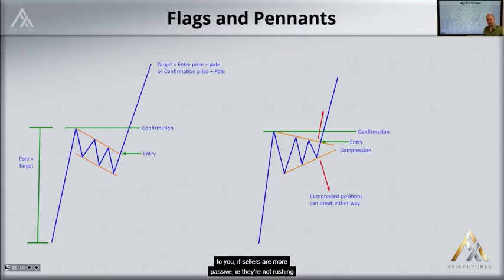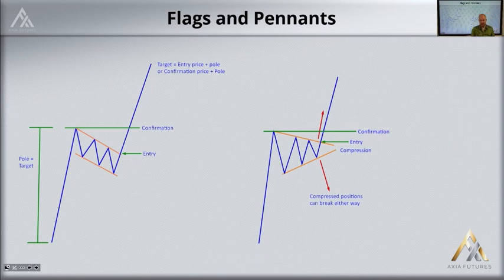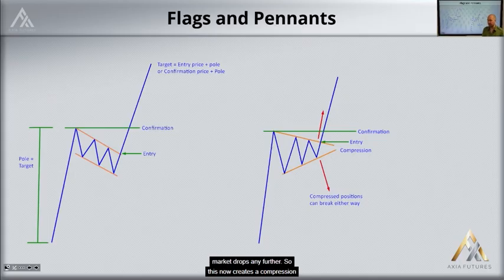Now, what that suggests to you, if sellers are more passive, i.e. they're not rushing to sell as we fall, that can suggest that actually some of these sellers genuinely want to sell, because people who genuinely want to take on a position won't usually rush to get into that unless they need to. Whereas people profit taking, because they've got that profit and they want to take it, and we'll talk about this in psychology towards the end, they're a little bit more eager to snatch it, to make sure that they get that profit before the market drops any further.